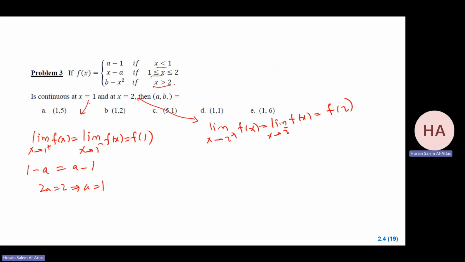2, I am here. That will be b minus 4. From left, I am there. That will be 2 minus a. F of 2 is just redundant. A equal 1. So I have b minus 4 equal 1. So b equal 5. B equal 5, a equal 1. So it is the point 1 and 5.